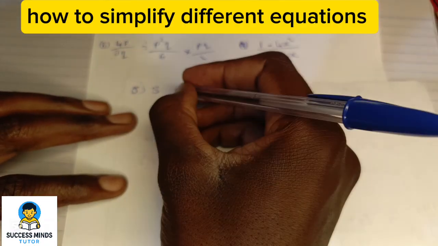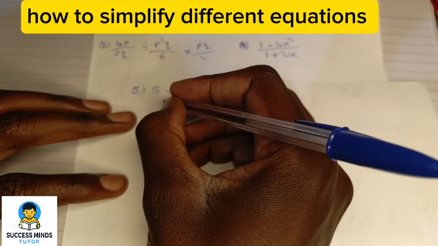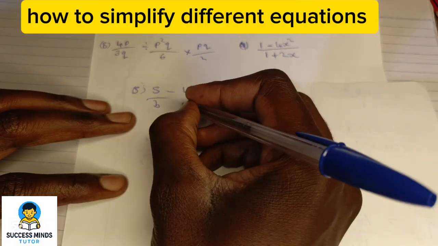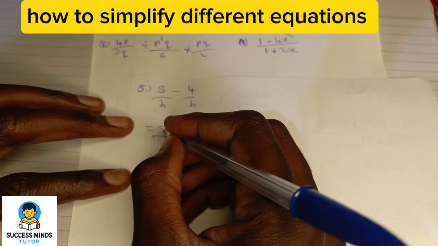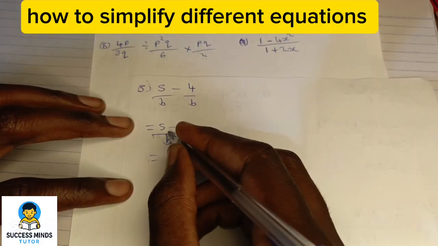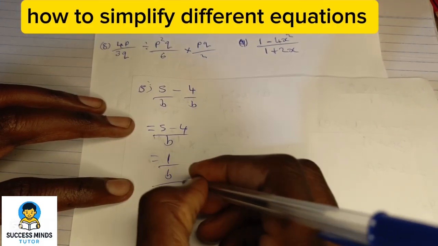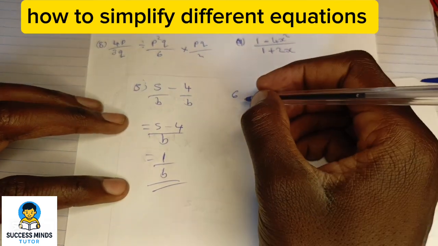So question 5, we have again 5 minus 4 over b. So here we are going to say b is a common denominator. We're going to say 5 minus 4, which equals 1 over b. Your answer is done.